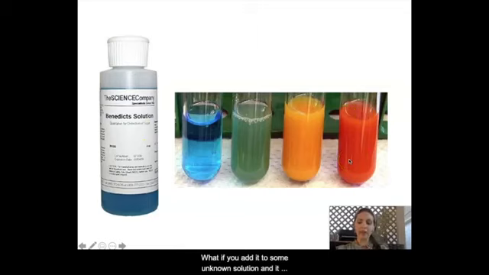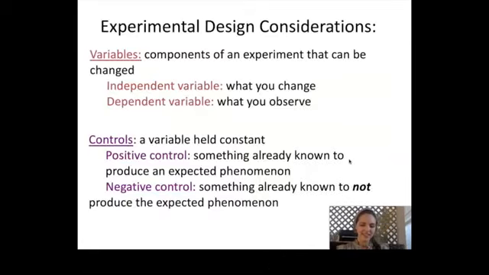So what if you add it to some unknown solution and it doesn't change color? It probably means that there's no sugar in the solution, right? But it could mean that your Benedict's is expired and doesn't work anymore. And how would you know the difference? By setting up controls in your experiment.